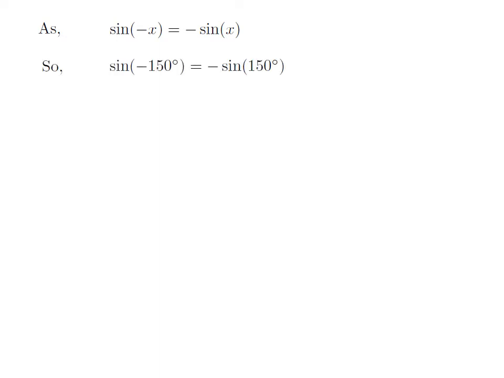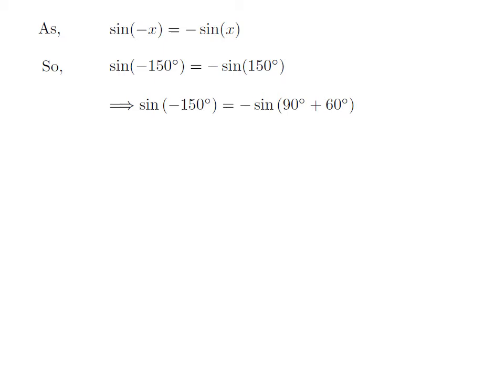Let us apply the above identity for sine of minus 150 degree. Here x is 150 degree. So sine of minus 150 degree is equal to minus sine of 150 degree.